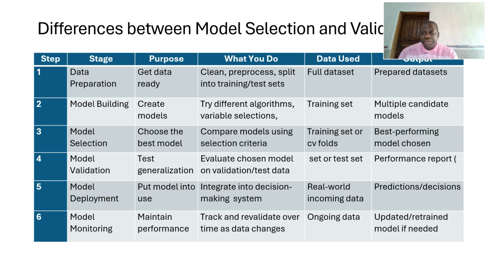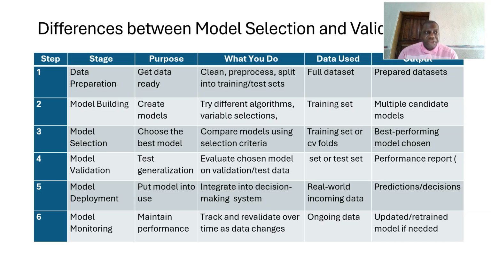Then after preparing our data, we build the model using different algorithms. Just like I've said, we can have multiple candidate models, out of which we shall select the preferred one upon which we shall base our policy recommendations. Then after building the model, we select the best model. Then we validate the model, we test for generalization of the results.